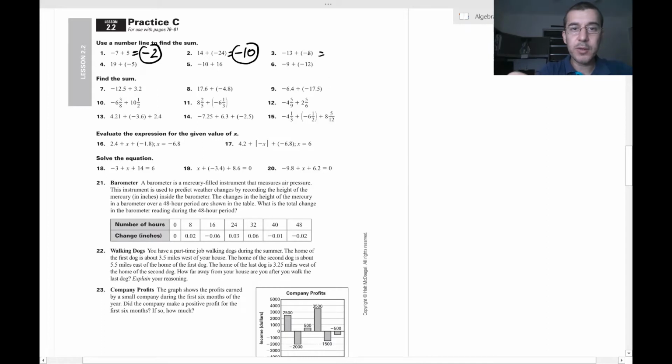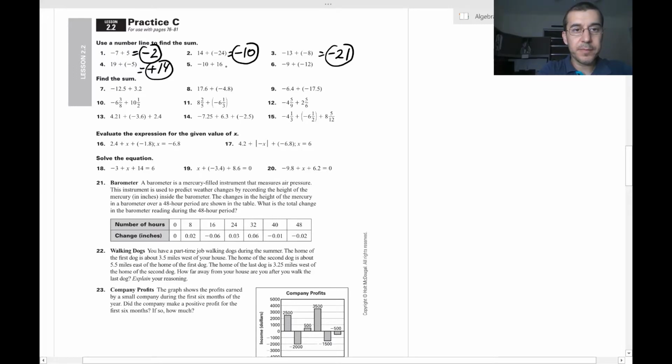For 3, we're adding two negative numbers, so 13 plus 8 is 21. And minus 21 is the answer for 3. Number 4, we're adding one positive and one negative number. So which one is greater? 19 is greater, so plus, and then 19 minus 5 is 14. Plus 14 is the answer for 4.